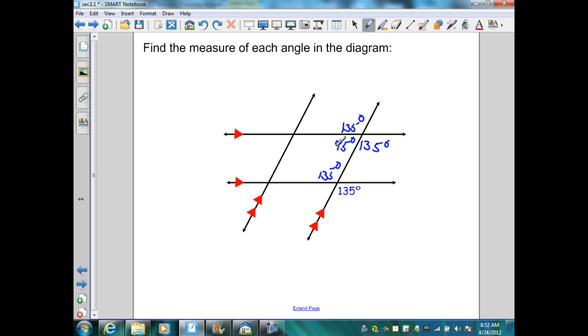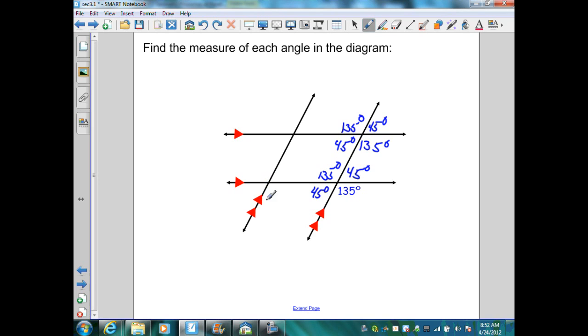Now I have alternate interior angles, which is also 45 degrees. Now I have corresponding angles, which makes this 45 degrees. And here I have 45 degrees, and this is corresponding angle to that angle, which is 45 degrees. Of course, I could find these measures multiple ways. I just chose this procedure to get them. You may choose any procedure as long as it's a valid theorem or postulate or definition to get that value.